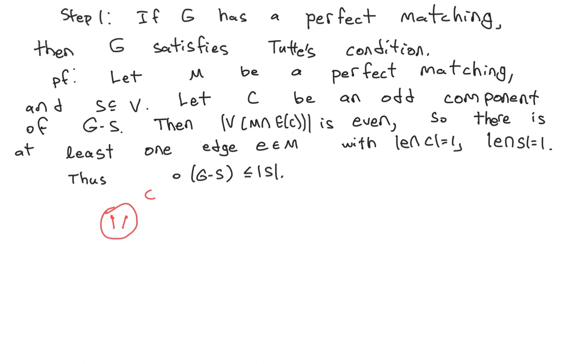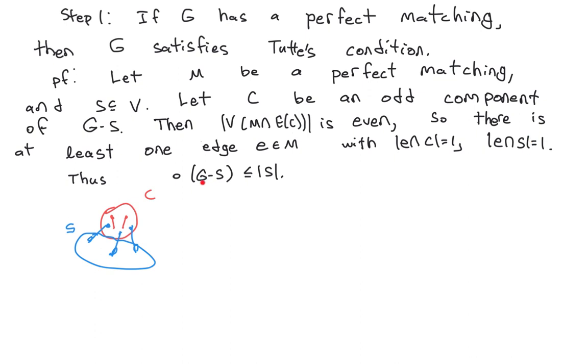So that's why this is true. But remember, C is an odd component, so there has to be at least one vertex, possibly more, an odd number for sure, whose matched edge, the other endpoint, is not in C. But remember, C is a component of G minus S, so it follows that the other endpoint has to be in S. And thus for each odd component, there's at least one edge that has exactly one endpoint in C and one endpoint in S.